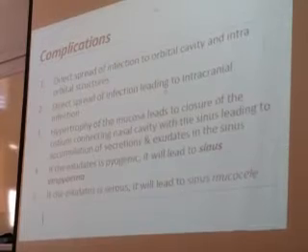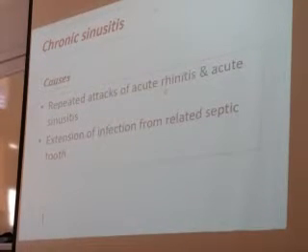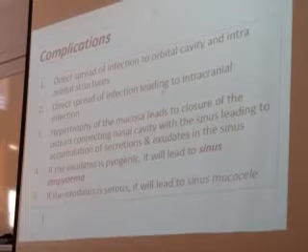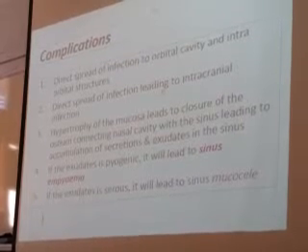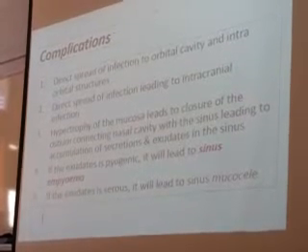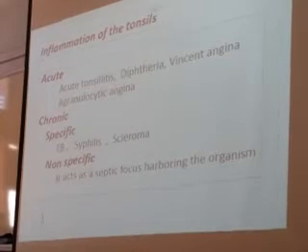So we only discussed two slides. Chronic sinusitis due to repeated attacks of acute rhinitis or acute sinusitis and infection from the tooth, and complications are important: into the orbit, into the brain, or it can lead to the formation of empyema or mucoceles.